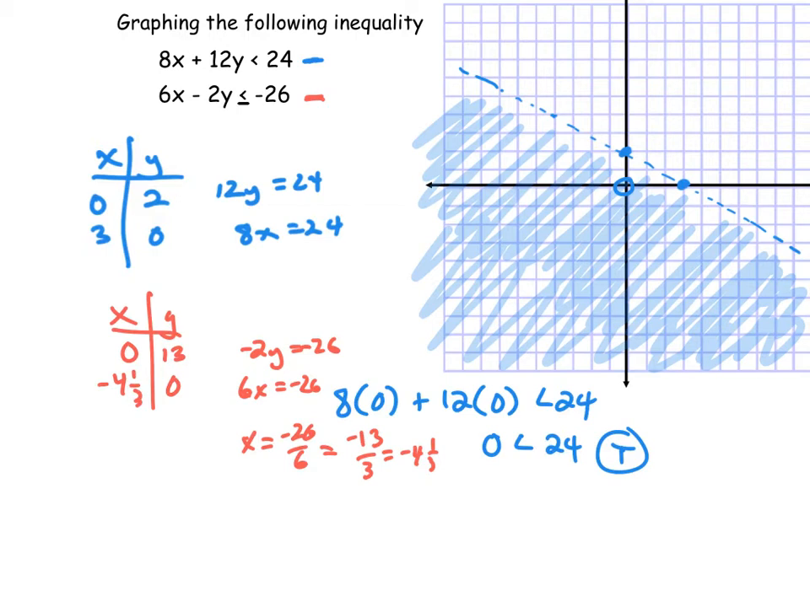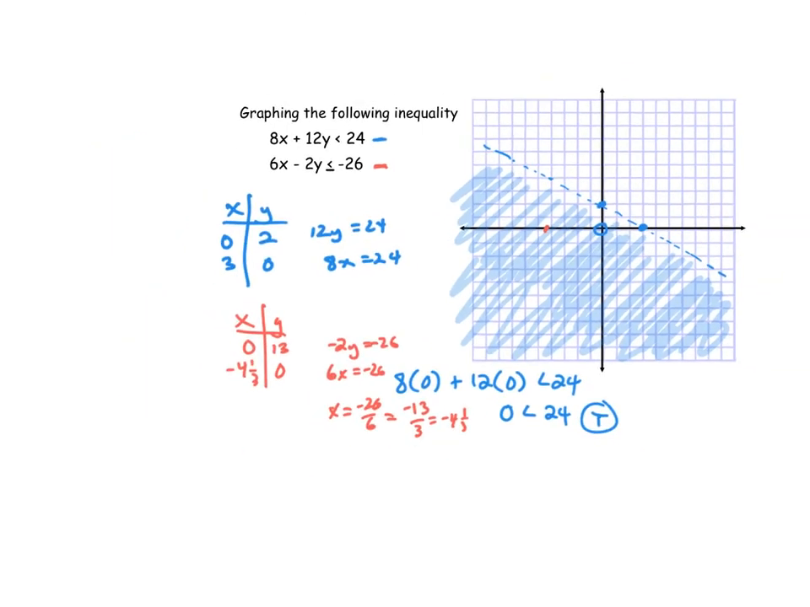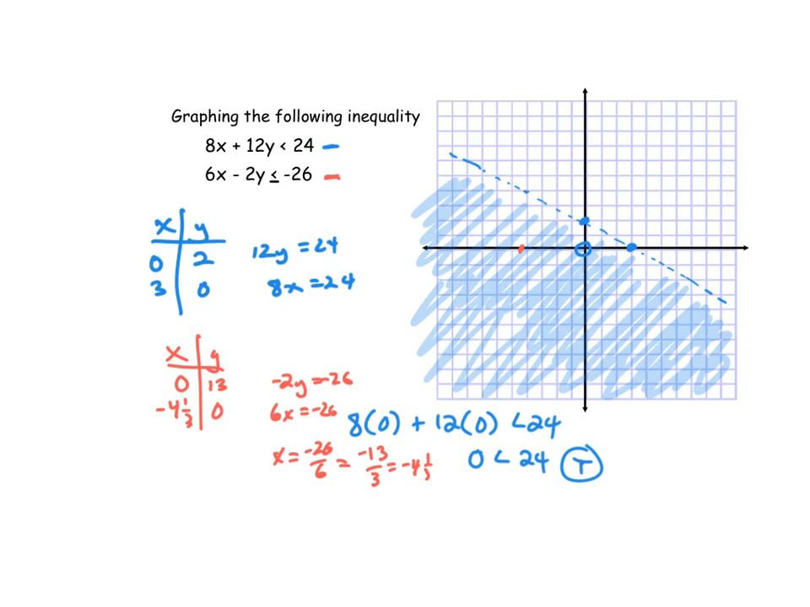Okay, so let's graph these intercepts. It's going to be a little bit tricky because it's not a nice whole number. So let's see, -4 1/3 is right about there. And 13 is, let's see, 11, 12, 13 is like right there. And this one's going to be a solid line. So let's do that.